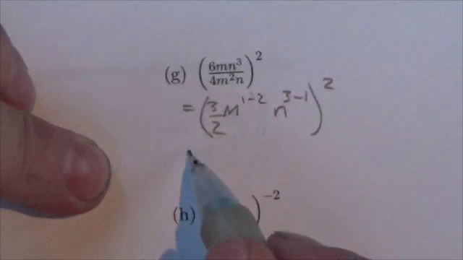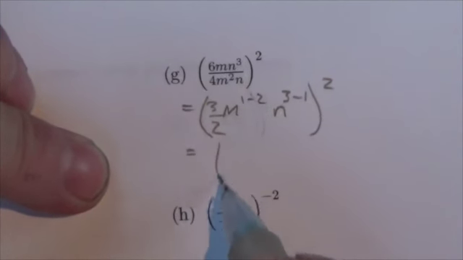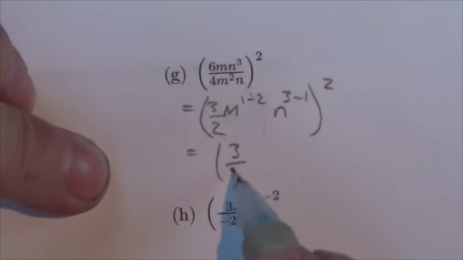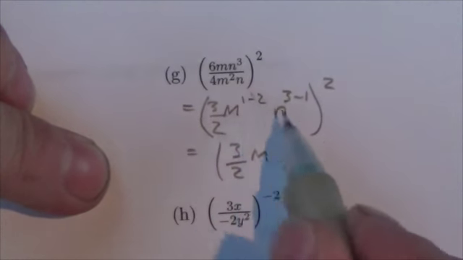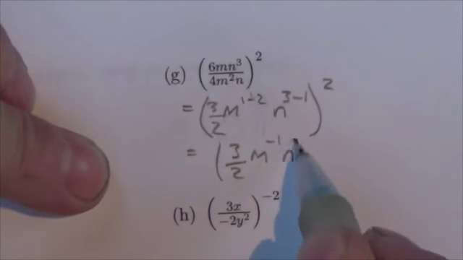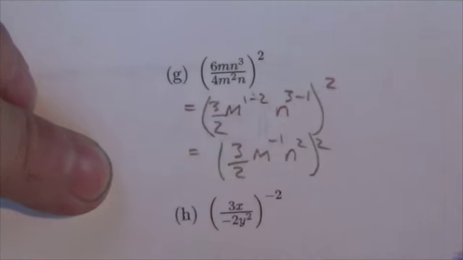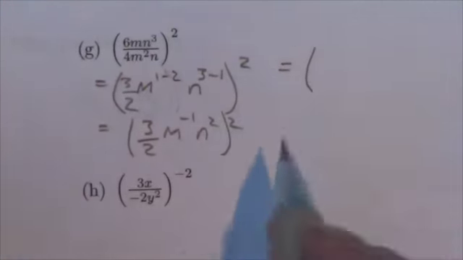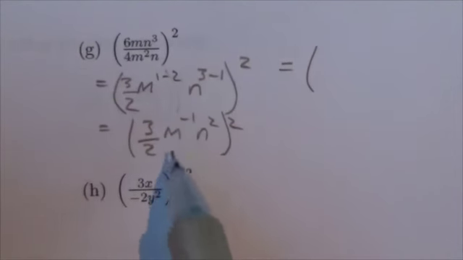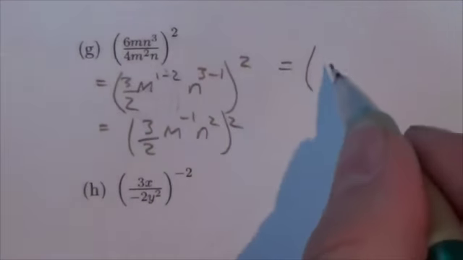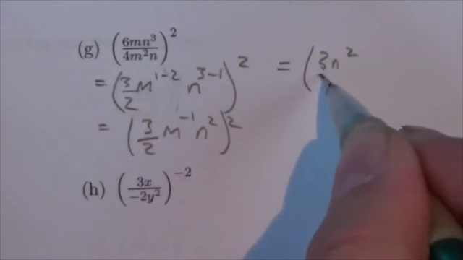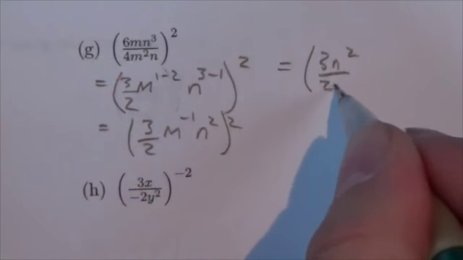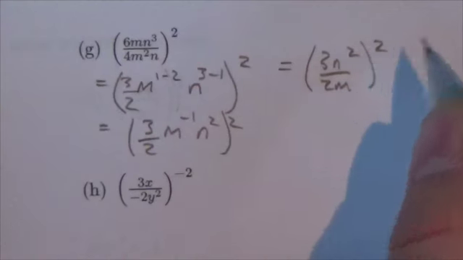Now this is all squared here. Now this will be 3 halves m to the negative 1 n squared, all squared. I'll come over here. So now that m to the negative 1, that's going to push that into the denominator, but the n squared will stay up there. So this becomes 3n squared over 2m. And this is all being squared here.